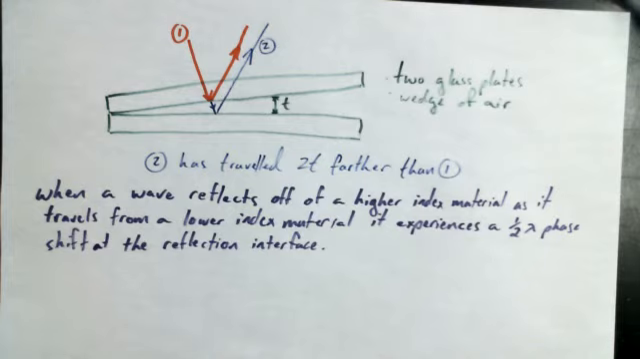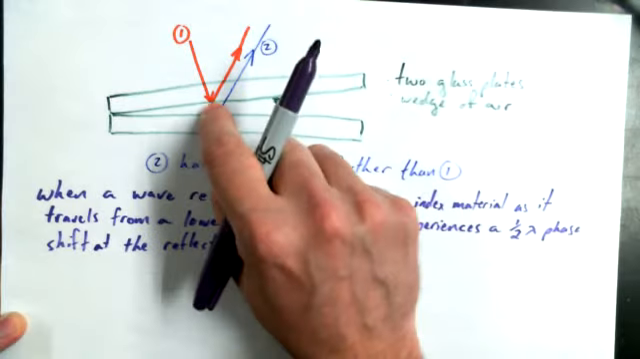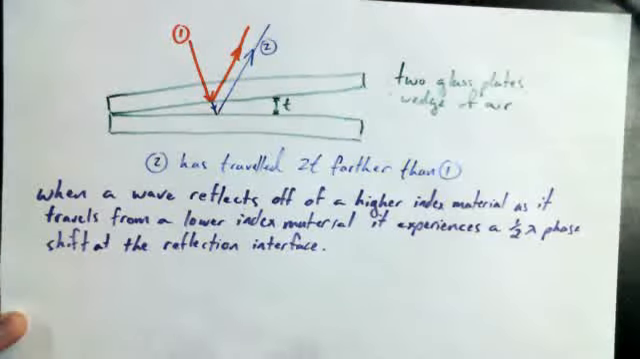Now, if we're talking about high index of refraction, is that going to be slow speed or high speed? Okay, let's keep that on the back burner. So as I experience this reflection off the back surface here, I'm going to have a phase shift of a half wavelength. And as I reflect off the front surface, no phase shift. Okay?